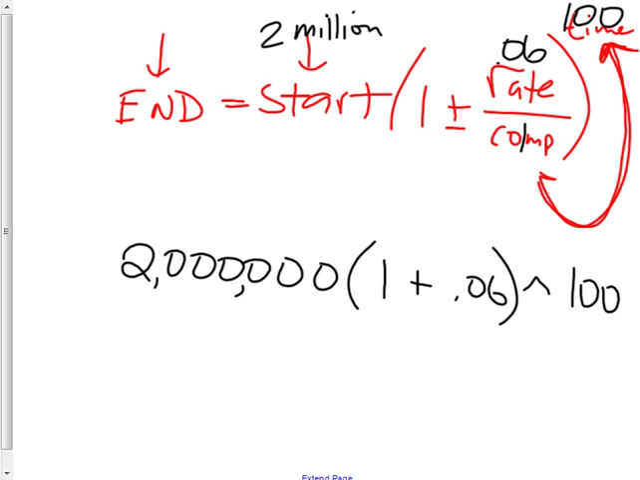I want you to write that number all the way out on your screen just so you get the idea of how big it is. Like with all of its zeros.